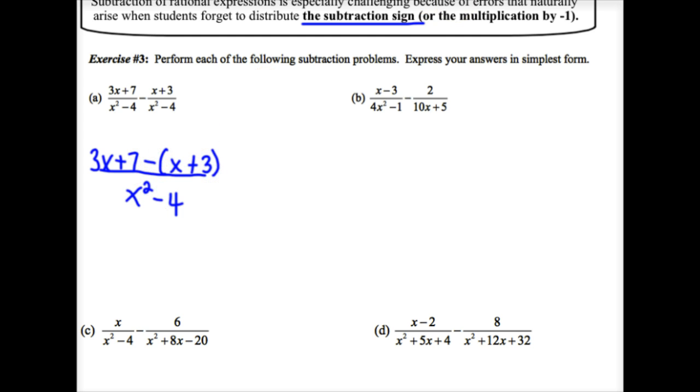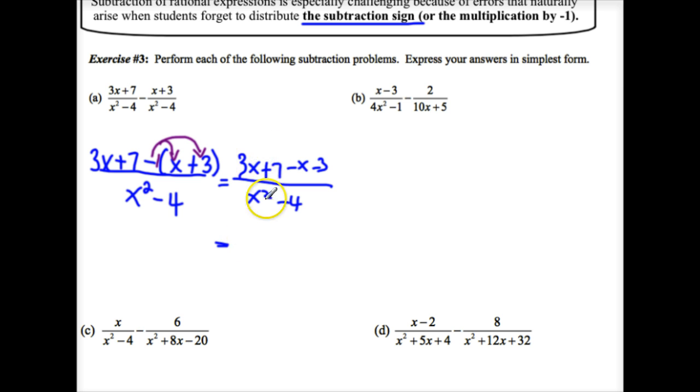Now this is where the error is made. You have to distribute this negative sign. Remember that invisible one that's there? We have to distribute that. So this actually becomes 3x plus 7 minus x minus 3 over x squared minus 4. Then I'm going to simplify.